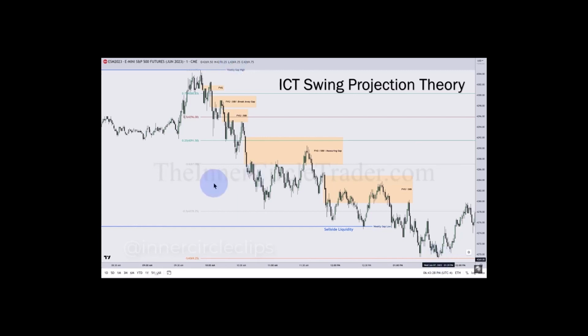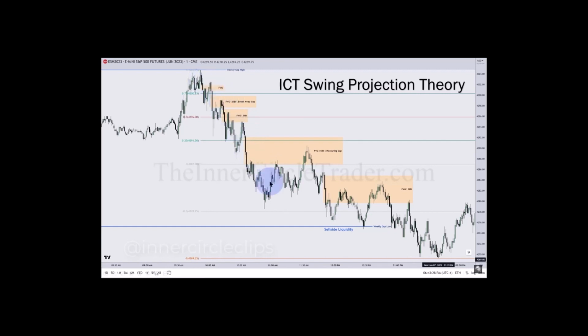See, gaps are just like a PD array matrix. They have a hierarchy, okay? You have a breakaway gap. You have common gaps. Common gaps can be reclaimed. That means treated multiple times. Measuring gaps tend to leave a portion open, just like a breakaway gap.